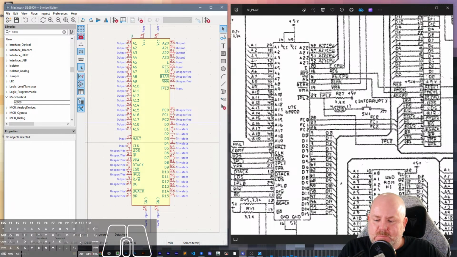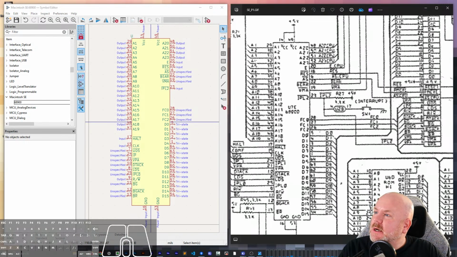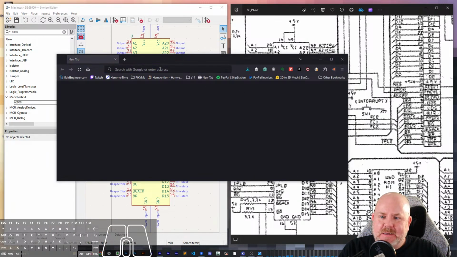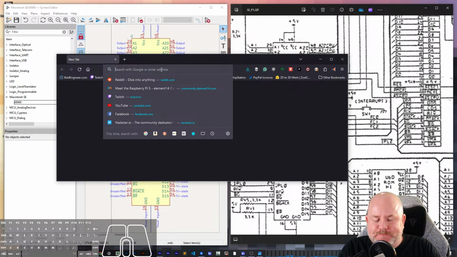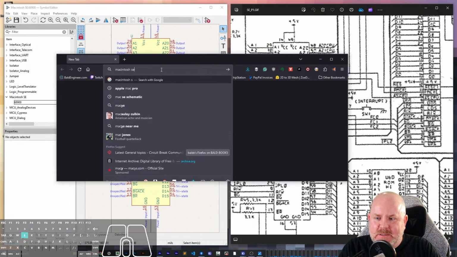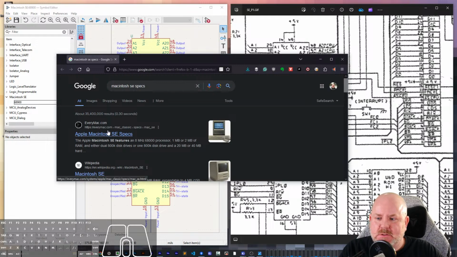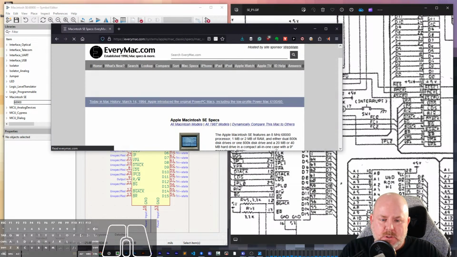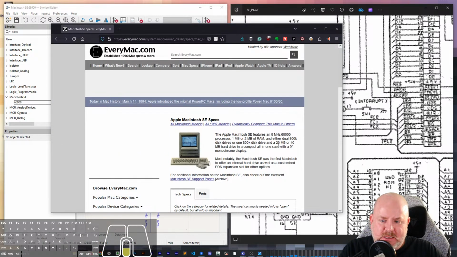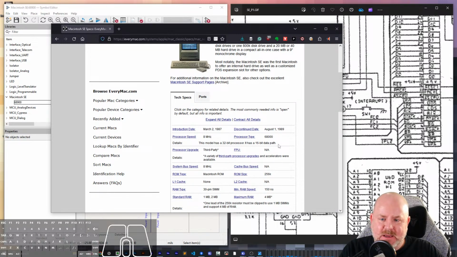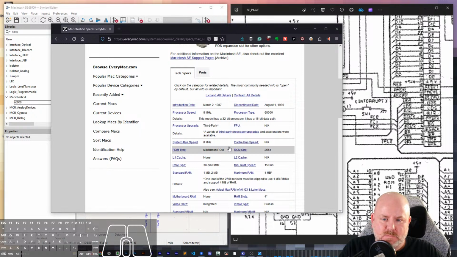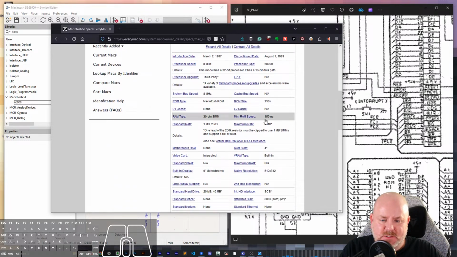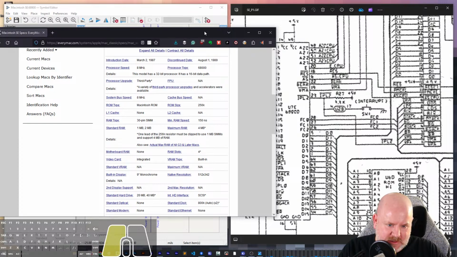Okay, so let's pull up the correct way to find solutions, which is not using ChatGPT. And we're going to type in Macintosh SE specs. And it is a Motorola 68,000. But is it an actual 68,000 or is it something else? It's just 68,000. Okay.